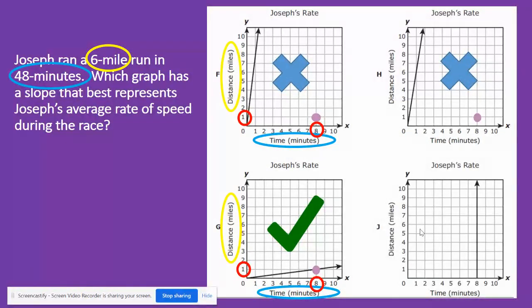Last graph. Here, y represents distance, x represents time. Joseph ran 1 mile in 8 minutes. The line does go through this point of intersection, but I have to be careful. This is a vertical line, which is undefined, which also tells me that when Joseph ran 6 miles, it should have taken him 48 minutes, but based on this graph, it says it took him 8 minutes still. So therefore, this cannot be a representation of Joseph's average rate of speed during the race.